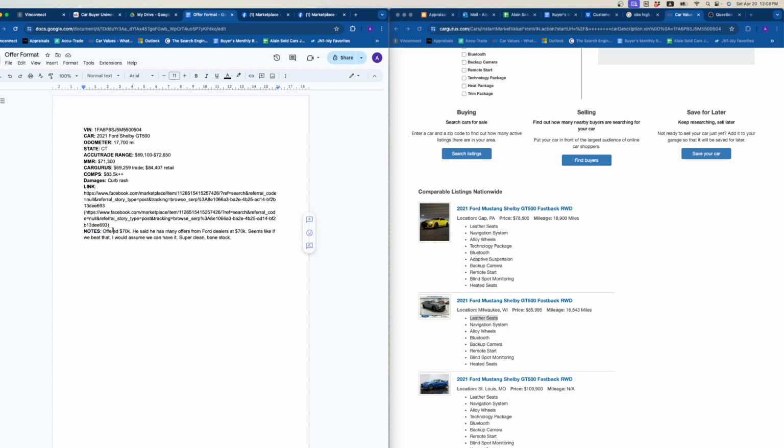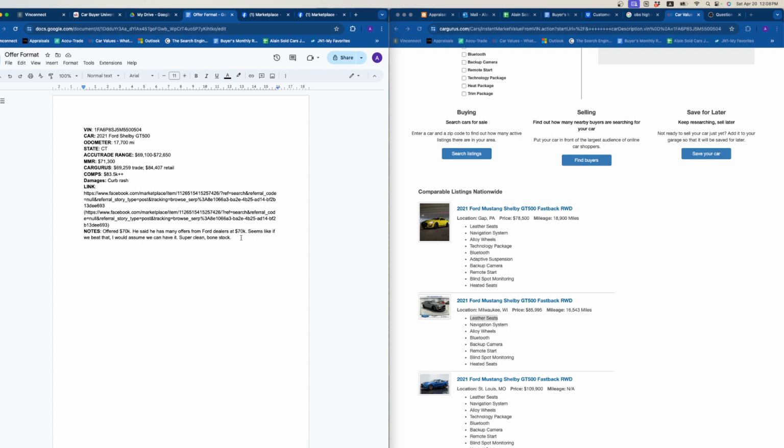In this case, you're also going to add notes. So Eric said he offered 70,000. The seller said he has many offers from 4 dealers at 70. Seems like if we beat that, I would assume we can have it super clean, bone stock. So notice how these are very important details. Eric is mentioning that he has other dealer offers.